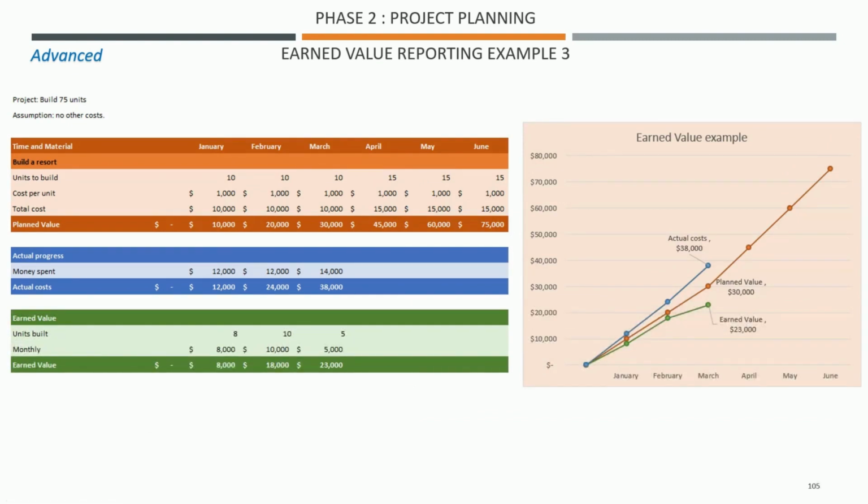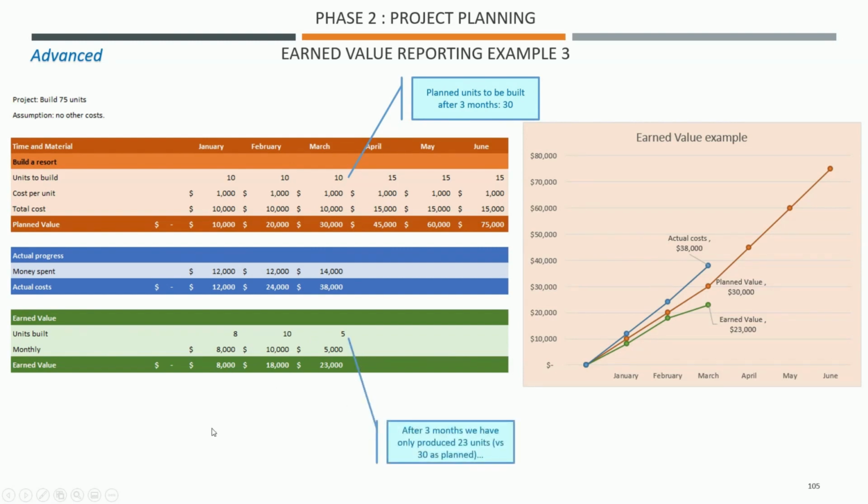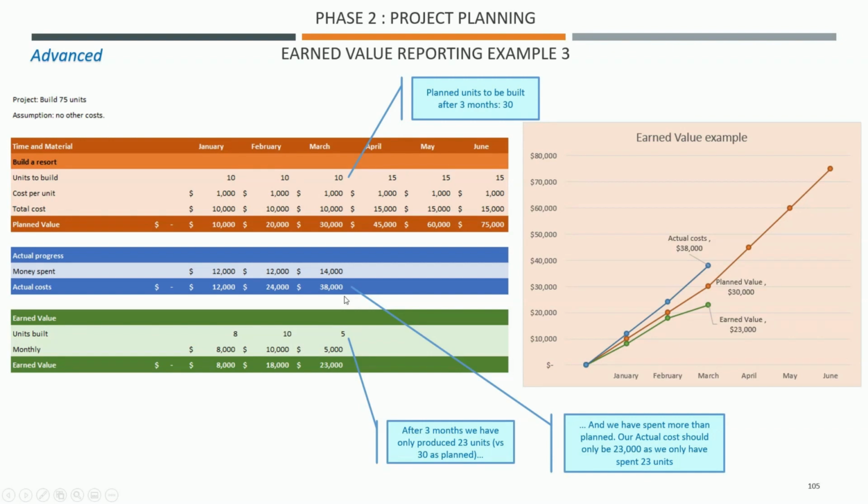Quickly, a final example on earned value. This time it's just to show you that the actual cost could be above the planned value. It's more or less the same project, but the actual changes. We planned 30 units to be built. We have only built 23. But this time your actual is even above the planned value, so you're in an even worse situation than before. So right from the start, you know there's something wrong.